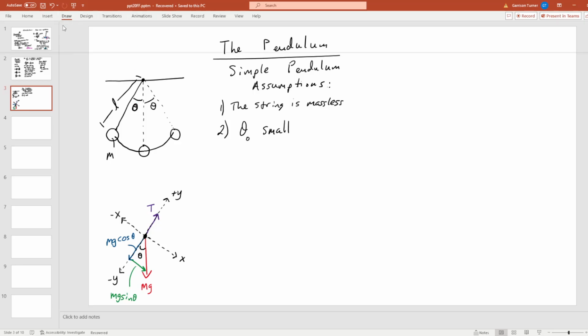Now, so here's the key, right? If I apply Newton's laws, I need to sum up the forces in the y direction, and I need to sum up the forces in the x direction. So in the y direction, we have T minus mg cosine theta. This must equal 0 because instantaneously the pendulum is not accelerating in the y direction at all.